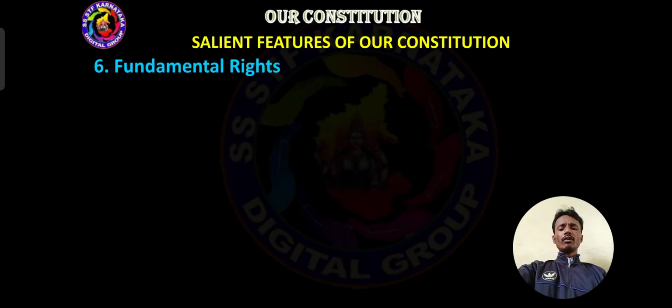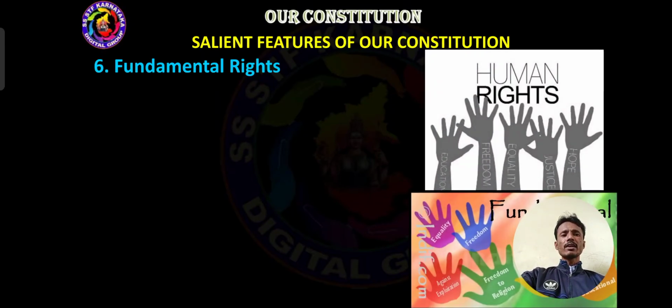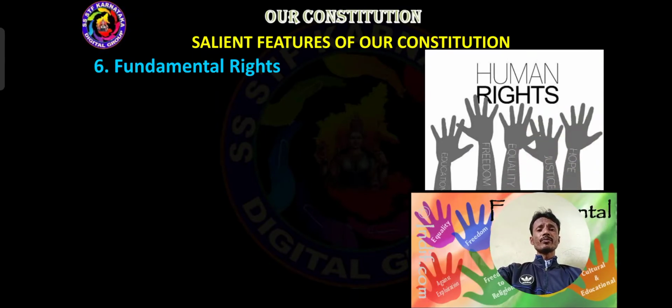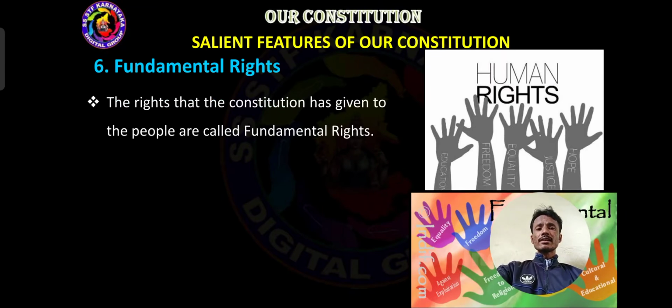And another one, fundamental rights. You people know that at present there are 6 fundamental rights. But if you look at the human rights, fundamental rights are mainly the rights that the Constitution has given to the people. This is one more question: what is the meaning of fundamental rights? Means the rights that the Constitution has given to the people.